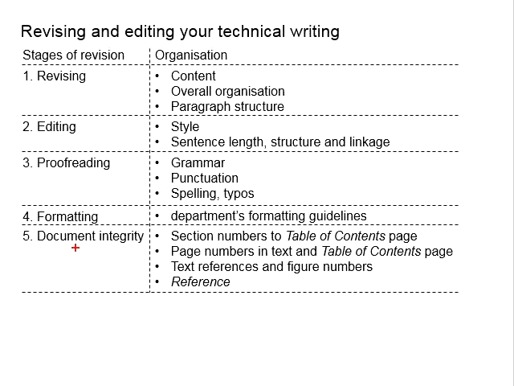Lastly, you will look into the document integrity. This is where you construct the table of contents. You make sure the section numbers are in line with your table of contents. The same goes for the page numbers in the text. They should be as per the table of contents page, the text references and the figure numbers, as well as the references.